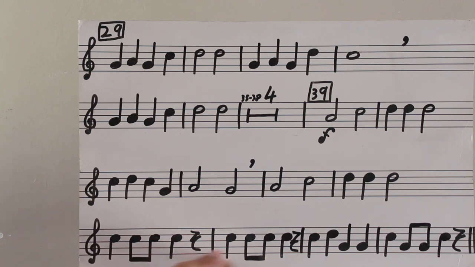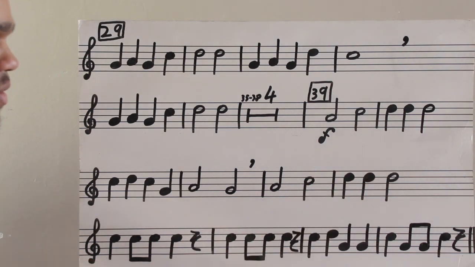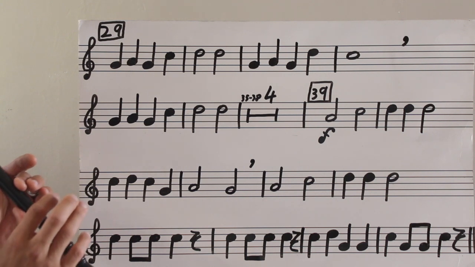So these 2 bars are exactly the same. C, C, C, C, rest. C, C, C, C, rest. Let's go again from these 3 high Ds up until this rest over here. 3, go.